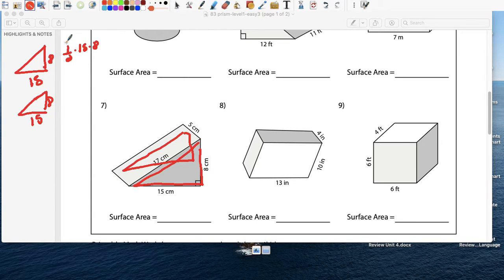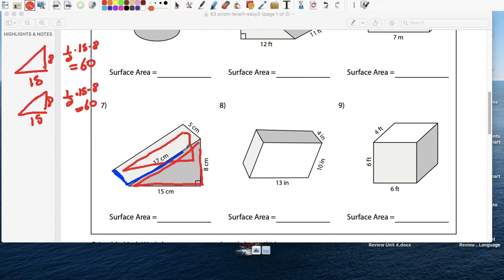No idea what that is. 15 times 8 is 120 divided by 2. This gives you 60. So this one is the same, half times base times height. And it's going to give you 60. So we do the 2 triangles. So now let's do the ramp that goes up.